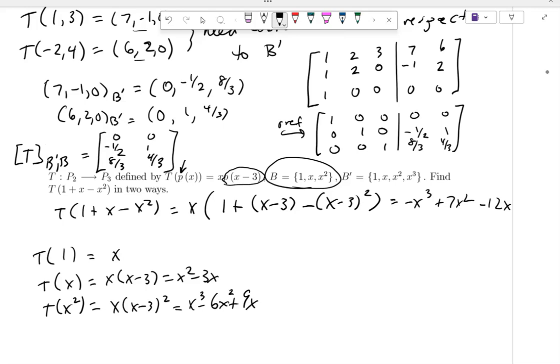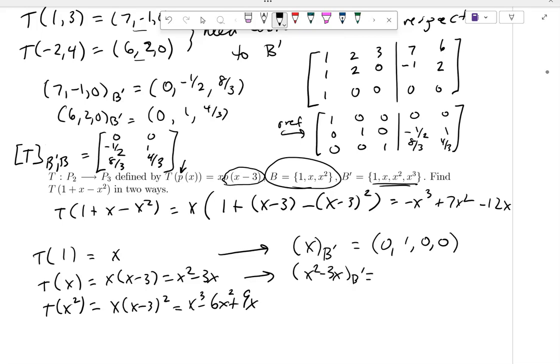Find the coordinates relative to the output basis. Here's your output basis. In that order, what are the coordinates, in the order that's given for B prime? Good. 0, 1, 0, 0. Again, in that order; the order is important here. Well, the order doesn't matter as long as you're consistent. Just make sure you pay attention to the order. What would this one be? Good. And the last one.